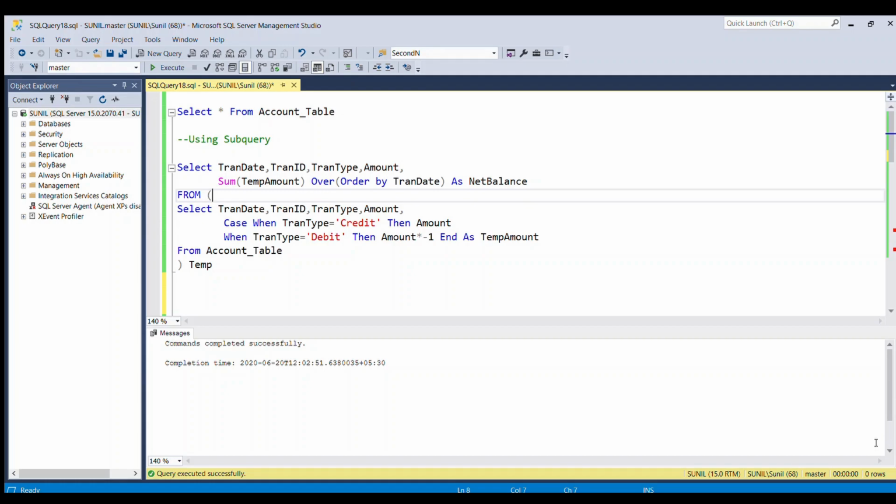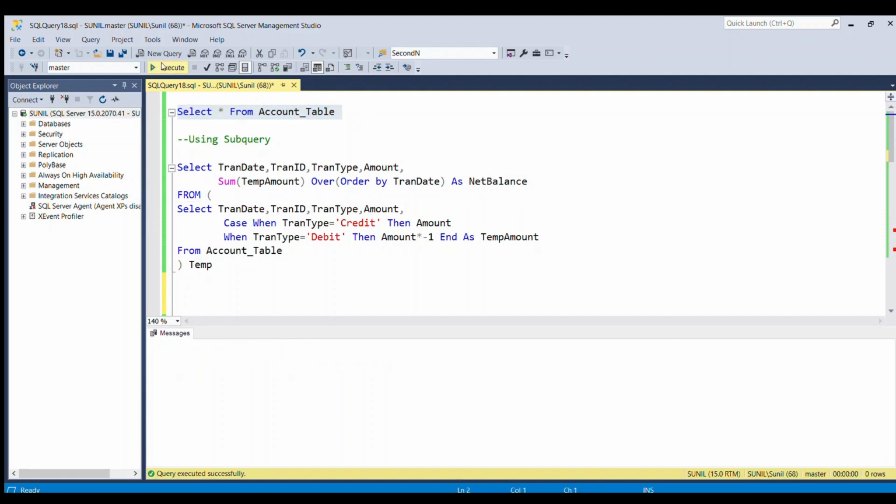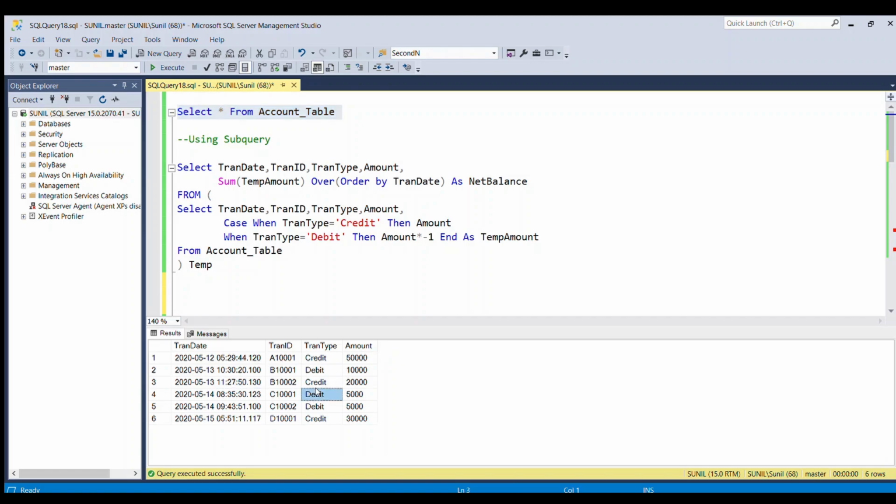We can solve this problem by two methods. First one is by using subquery and the other one is by using CTE. So first we'll discuss how we can solve this problem by using subquery. But before starting, let's analyze the input table once again. So this is our input table. If you see the column transaction type, there are mainly two types of transactions. One is credit and the other one is debit.